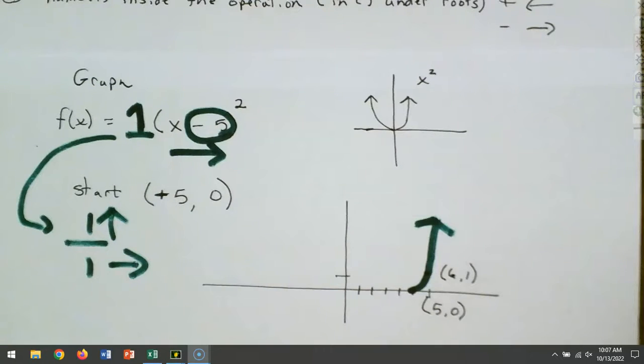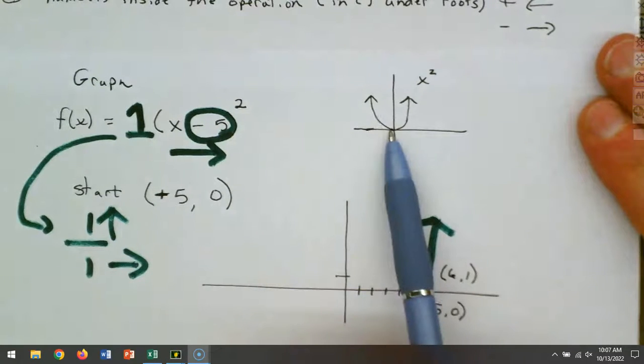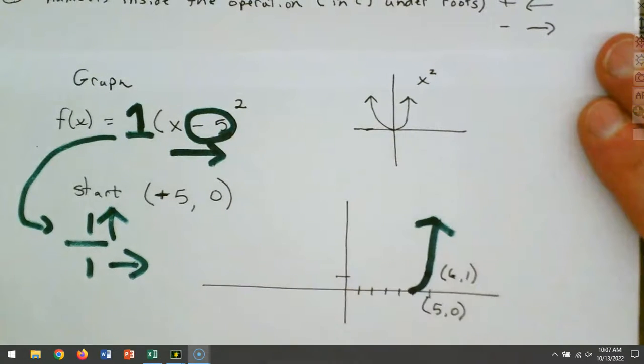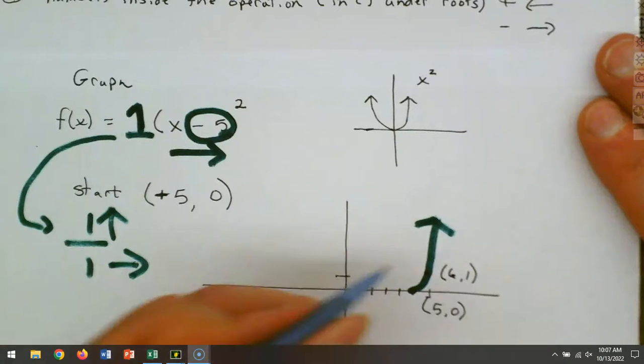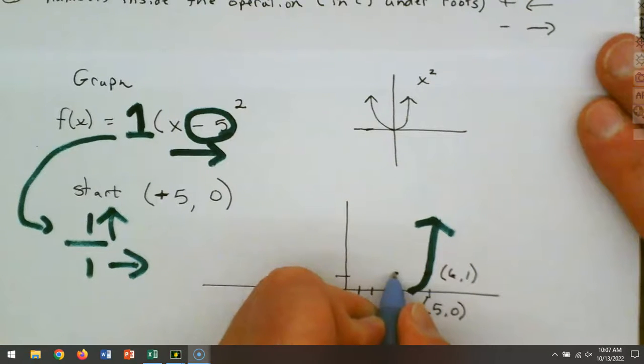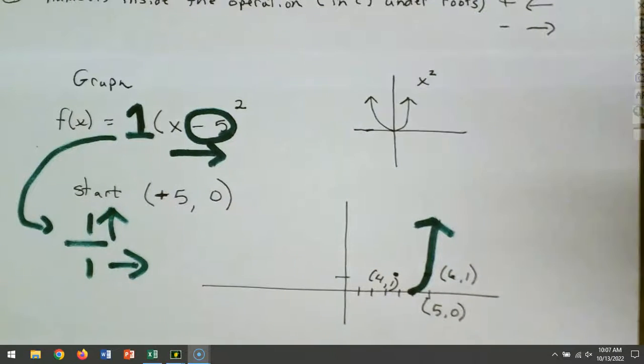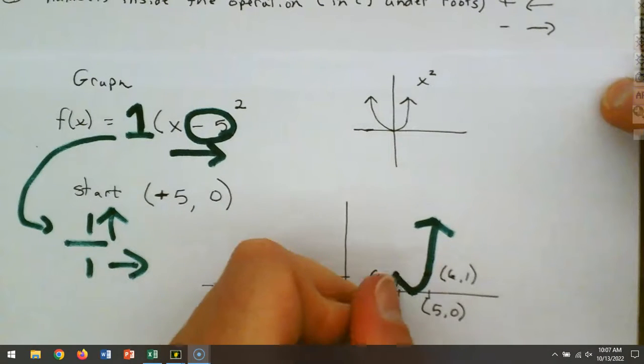What about the other side? It needs to look like that, doesn't it? So how do we get the other side? We go back to our starting point, and we're going to go up 1 and back 1. And that would be at 4, 1. And we curve it like that.